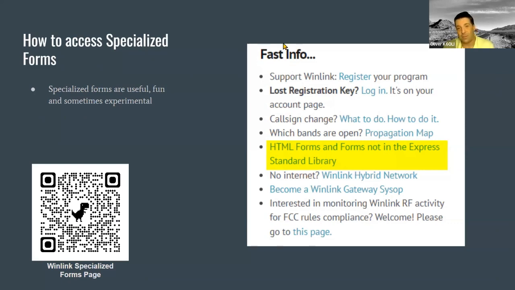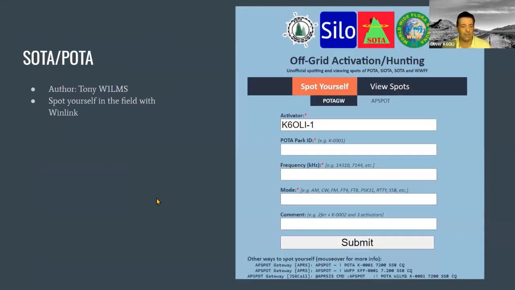On the front page, if you go to winlink.org, go to fast info, you can find it here. It's a bullet point, HTML forms, and forms not in Express standard library. Or you can scan the QR code. We make it really easy for you tonight. That'll take you straight to that website, and you can find these forms there. Those are all in zips. You can download the zip and then extract it to your global folder or your call sign templates folder and access it from there. If you're interested later, I can show you how to do that.